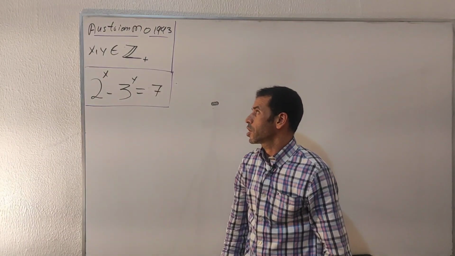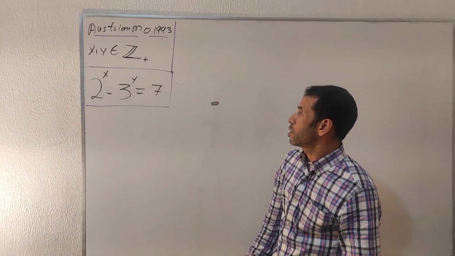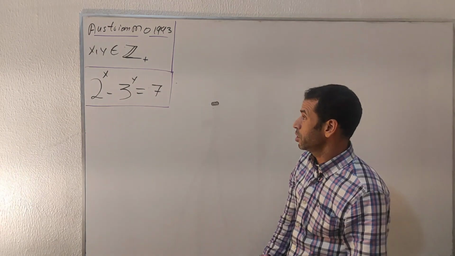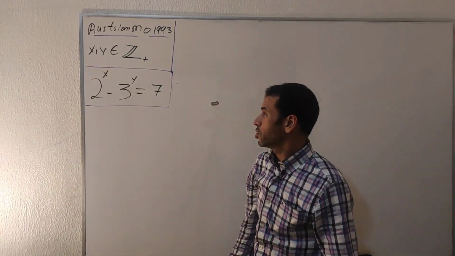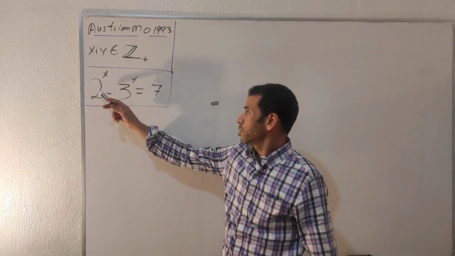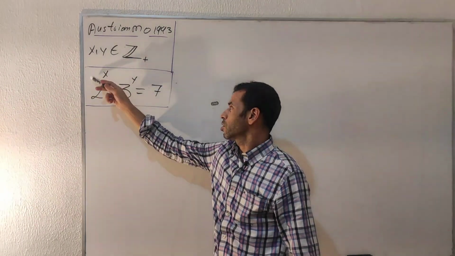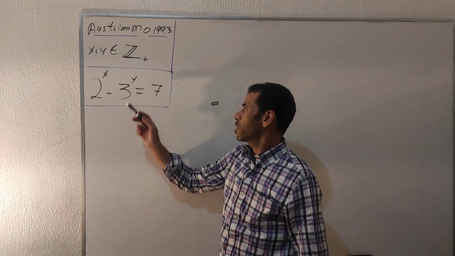In today's video, here is a nice problem. It's coming from the Australian Mathematical Olympiad, edition 1993. Here is the following setup. We have x and y as positive integers. We have the following equation, in exponential form: 2 to the x minus 3 to the y equals 7.